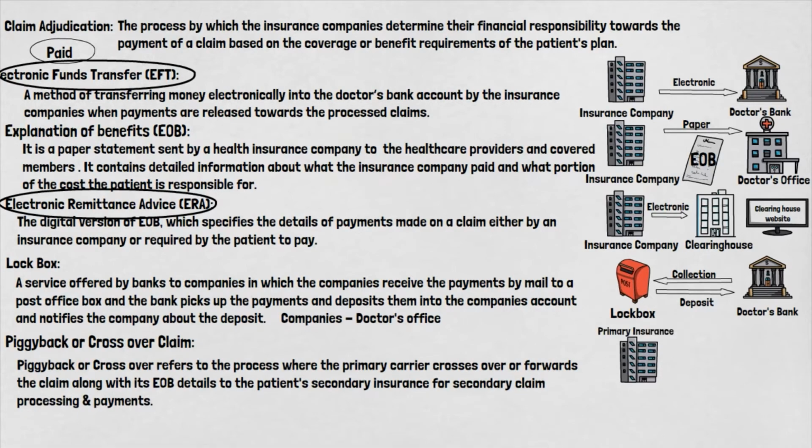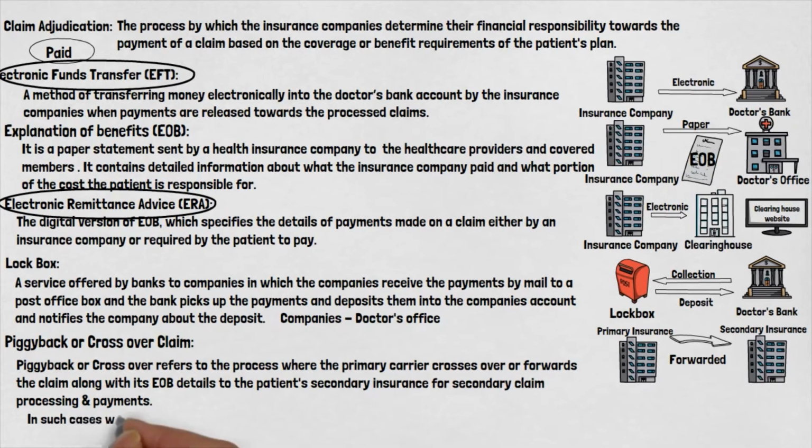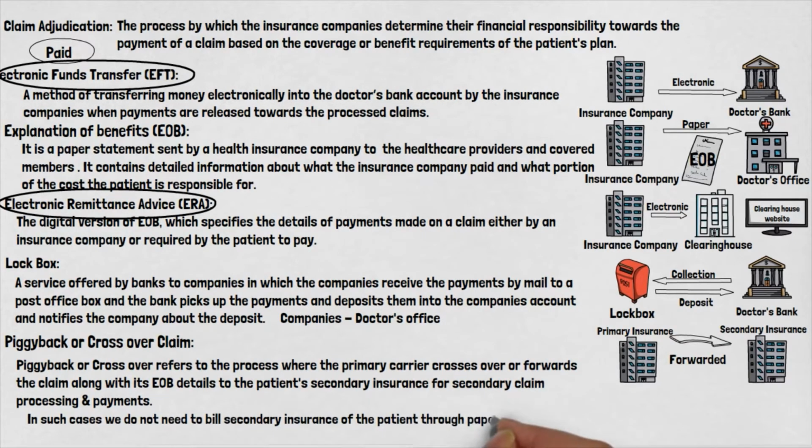Now a patient can have a secondary insurance coverage to take care of the payments that are left over by the primary insurance, like patient cost share, which is copay, co-insurance and deductible. In such case, if the primary insurance forwards the claim information to the patient's secondary insurance after processing their part of the claim, then that claim will be known as a crossover claim. In such cases, we do not need to bill the secondary insurance of the patient through paper claims.